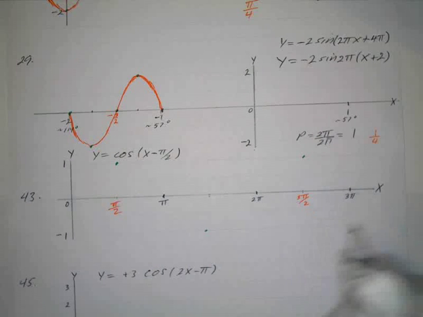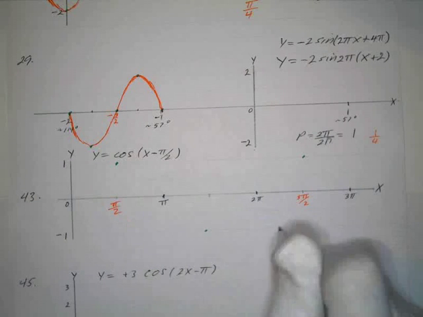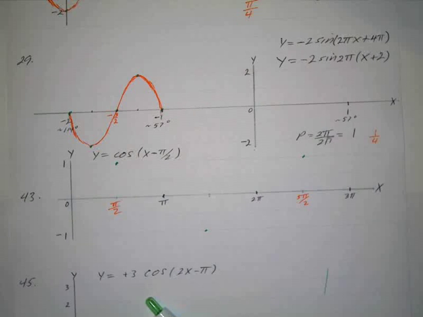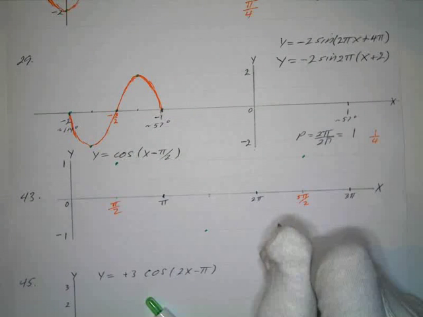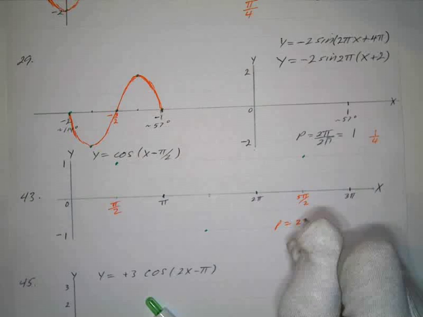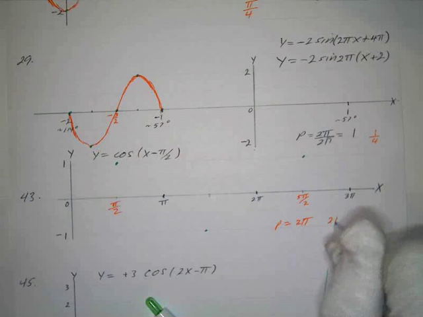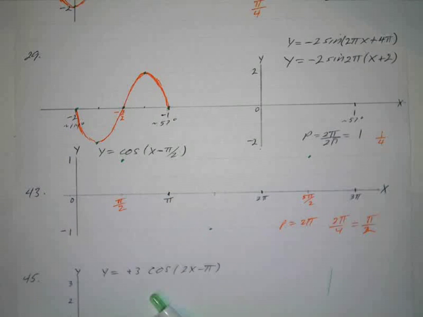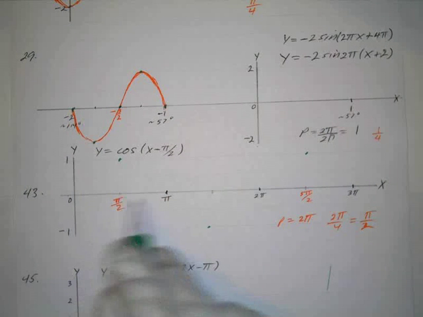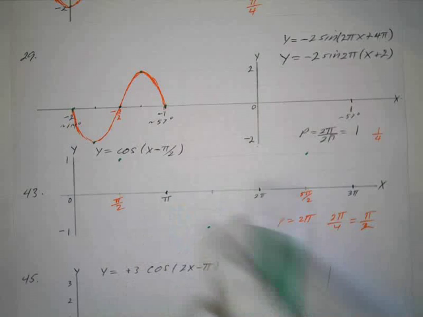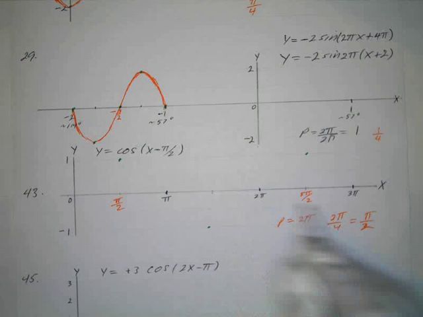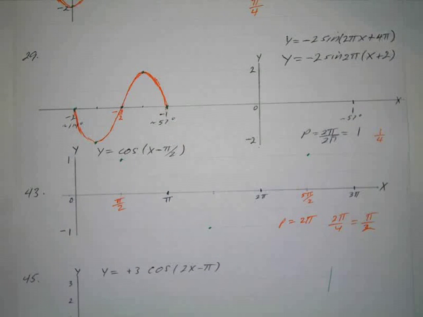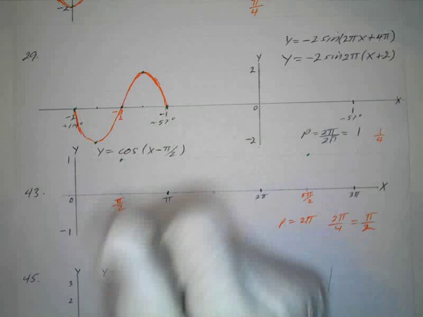Okay, and again, my period is going to be 2 pi, so each of my subdivisions will be 2 pi over 4, which gives me pi over 2, and that's the length of each of my subdivisions. So pi over 2, pi, 3 pi over 2, 4 pi over 2, 5 pi over 2. Okay? And then we can just graph it.